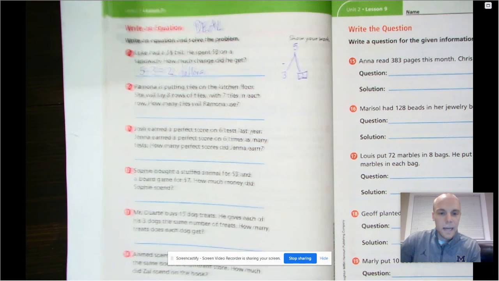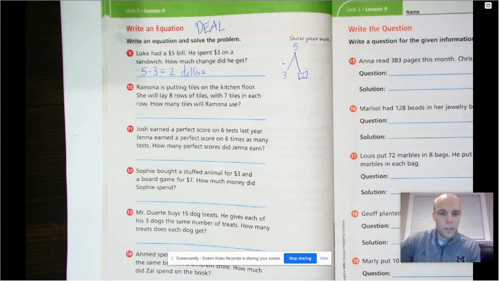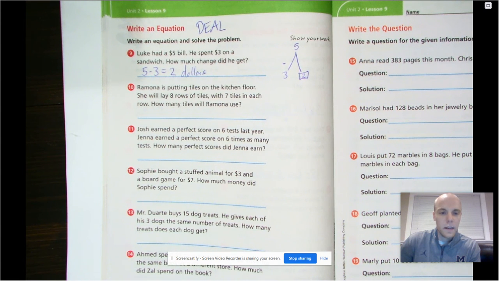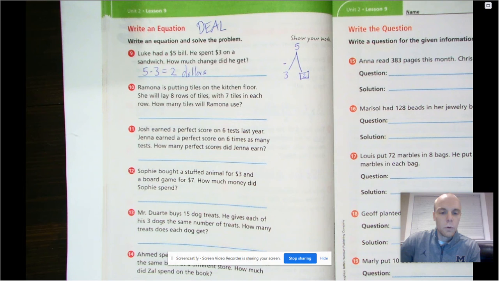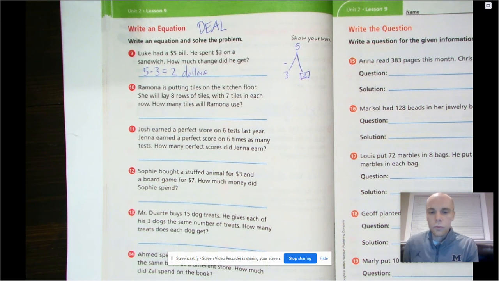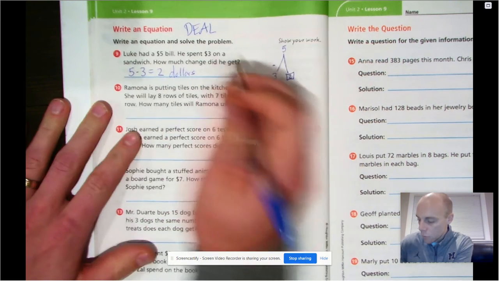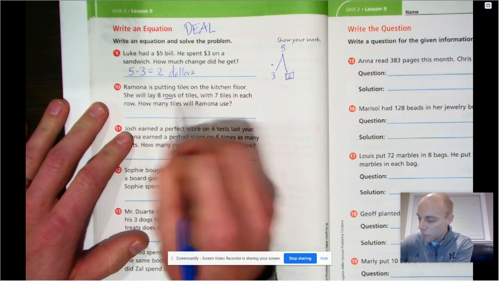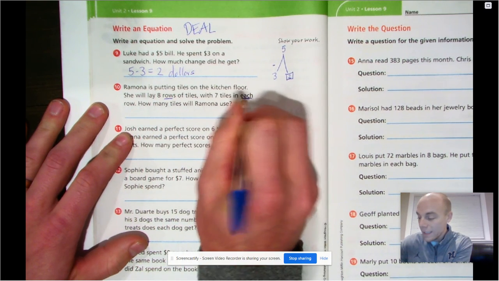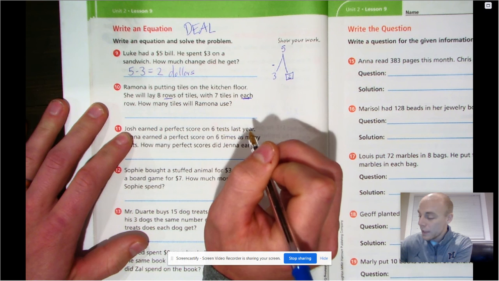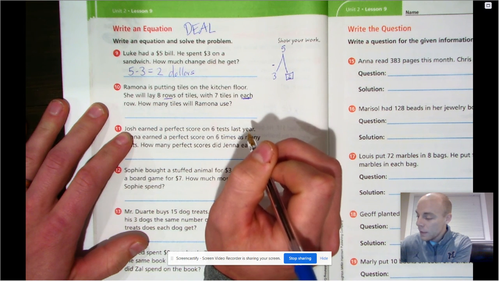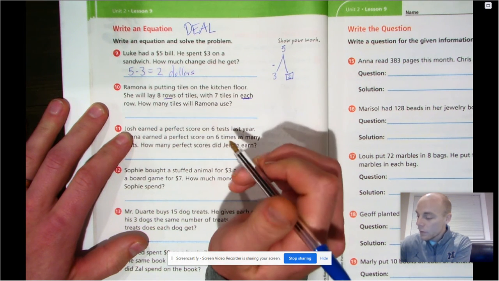Ramona is putting tiles on the kitchen floor. She will lay 8 rows of tiles with 7 tiles in each row. How many tiles will Ramona use? Ooh, I see some keywords there. I see the word rows. She will lay 8 rows of tiles and needs 7 tiles each. Ooh, I like the word each. That's going to kind of tell us multiplication or division too, which is awesome.